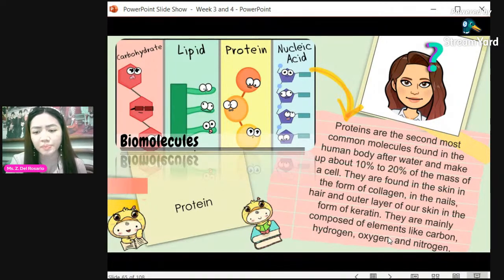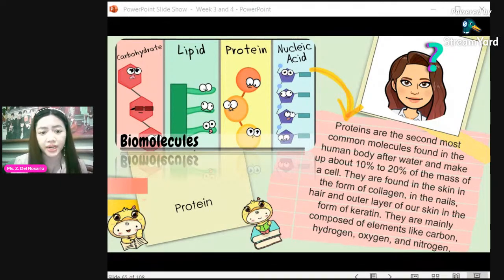They are mainly composed of elements like carbon, hydrogen, oxygen, and nitrogen. To put it simply, protein refers to the building blocks of our life. Every cell in our human body contains proteins. The basic structure of a protein is a chain of amino acids. They are mainly composed of the elements we've mentioned: carbon, hydrogen, oxygen, and nitrogen.